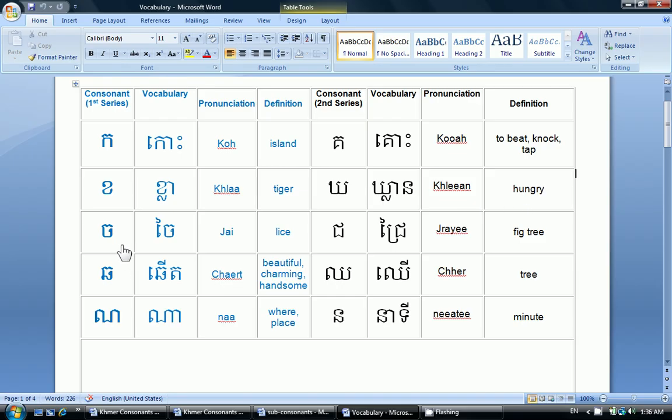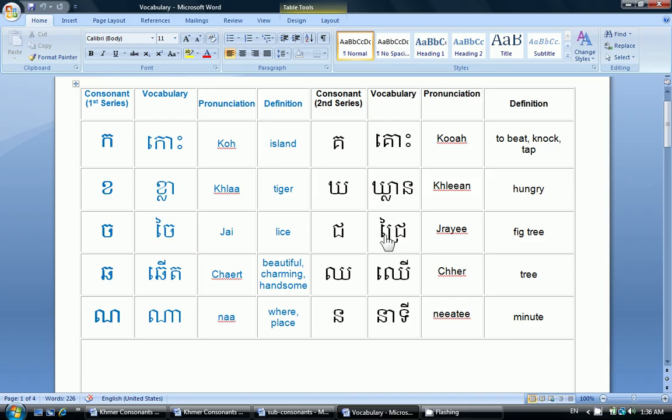Next, jaw, first series consonant, jaw. The vowel here is the I. Jaw is the I, jai, okay, which means lice. Jaw's counterpart is jaw. Okay, jaw.